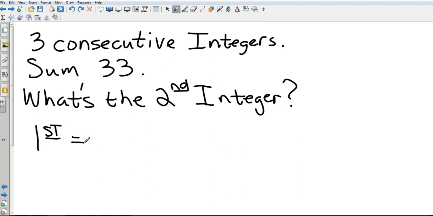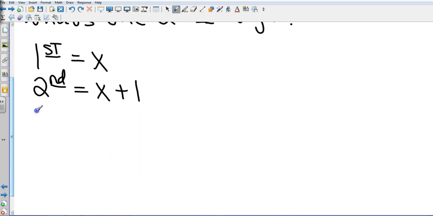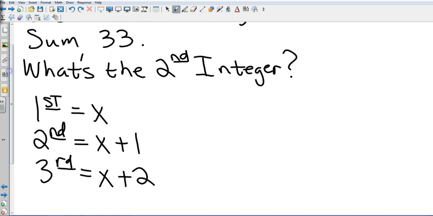X. Okay, our first integer is our unknown. Our second integer is what? 1 plus x or x plus 1. I'm just going to write it in order for column's sake. And then our third one is going to be what? X plus 2. Now, key word in the second statement up here is sum.